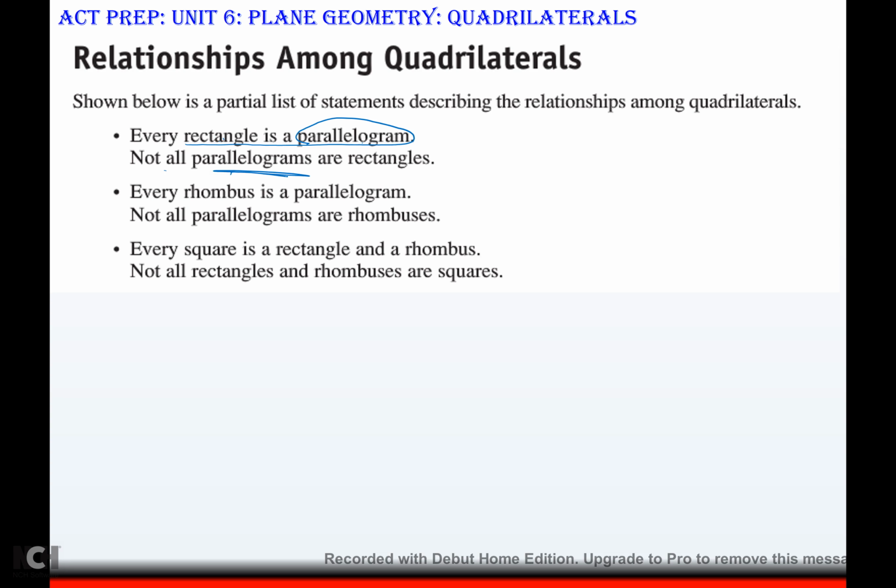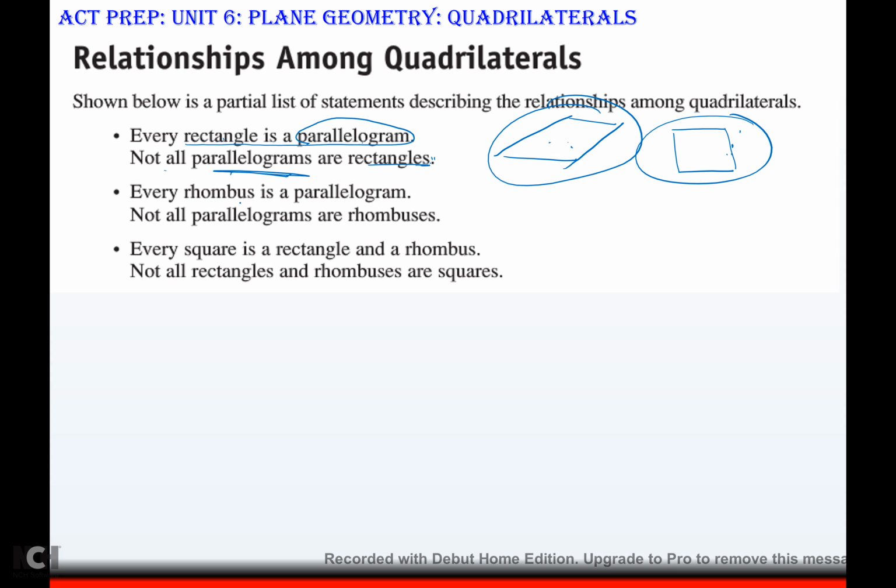But not all parallelograms are rectangles, because again, rectangles have to have 90-degree angles and parallelograms don't. Some do. Okay, that is a parallelogram, but it's not a rectangle. This is a parallelogram, but not a rectangle. This is a rectangle that's also a parallelogram.